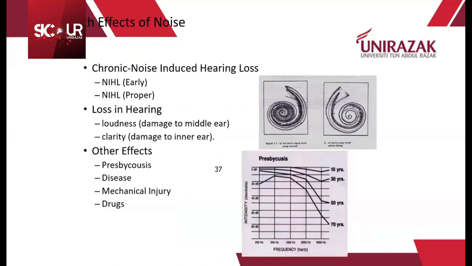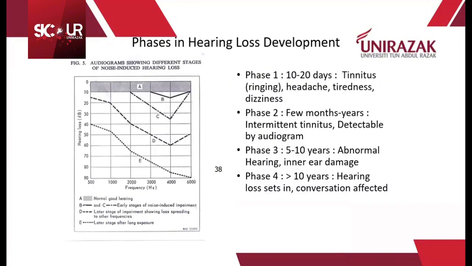Dan apabila lama kelamaan, kalau temporary, lama-lama dia boleh jadi permanent. Dia akan jadi chronic noise induced hearing loss. So daripada temporary dia jadi chronic. So bila chronic, mungkin dia punya loss of hearing, loudness, damage of the middle ear. So mungkin ossicle dan sebagainya, koklea dia rosak. Dalam koklea tu dia ada dia punya rambut. So mungkin rambut dia dah mati dan sebagainya. So tak mampu lagi untuk transfer signal daripada gegendang kepada koklea lah.